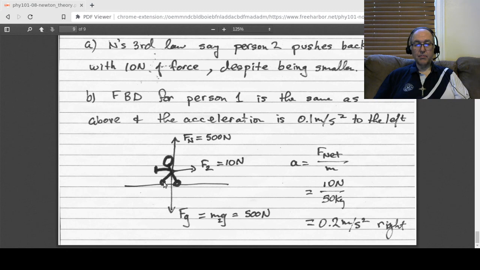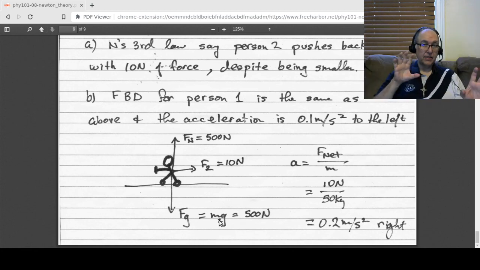Okay, so here's person number 2, the smaller person. All right, now the smaller person has a 50 kilogram mass. That means a weight of 500 newtons. So you can see here I have Fg. That's the weight. That's going to equal m2g. Why did I put that little 2 there? Because this is the mass of number 2.